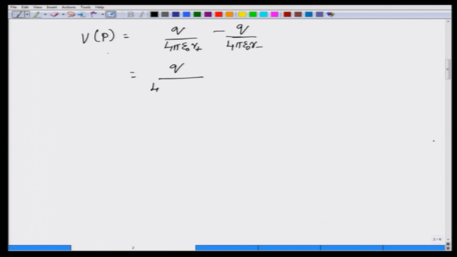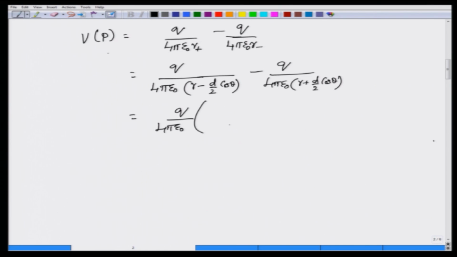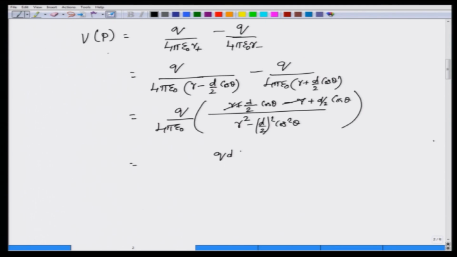So, I can write this as q by 4 pi epsilon 0 times (r minus d by 2 cos theta) and q by 4 pi epsilon 0 times (r plus d by 2 cos theta), right, because r minus is greater than r and r plus is less than r. Now, I can multiply these two, taking q by 4 pi epsilon 0 common first. I get r square minus d by 2 square cos square theta in the denominator, and in the numerator I get r plus d by 2 cos theta minus r plus d by 2 cos theta, giving me an opportunity to cancel r, and what I have is q d cos theta.